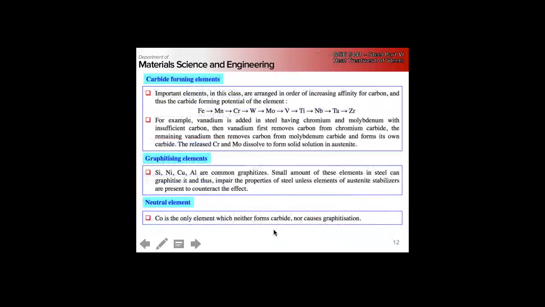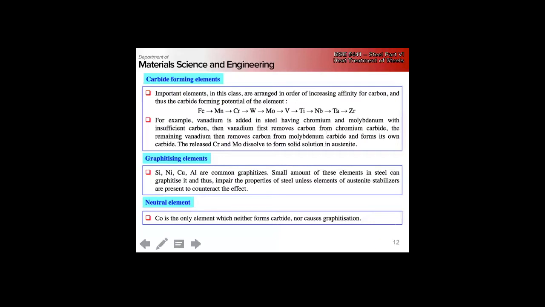Okay, carbide formation. We can arrange these elements in order of their increasing affinity for carbon, which means their desire to basically suck the carbon out of solution. So we see iron is a fairly weak carbide former. Our strong austenite or ferrite stabilizers tend to be strong carbon gatherers.